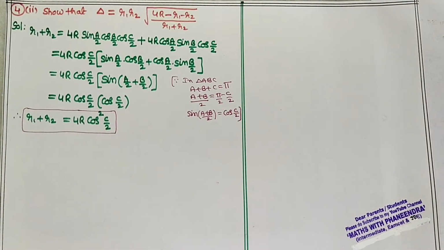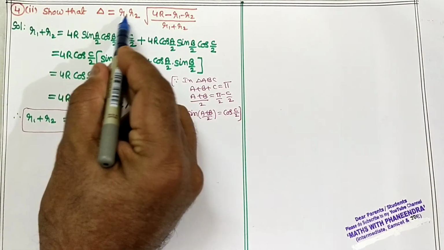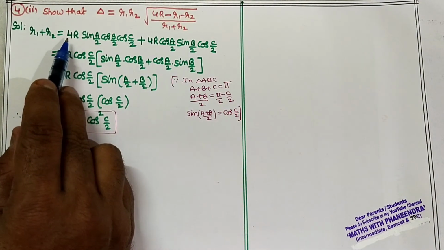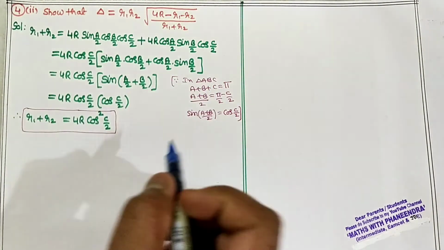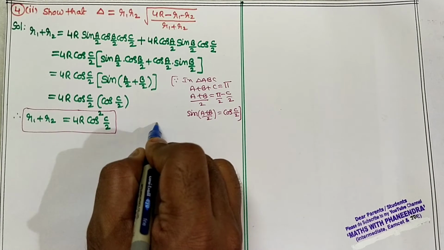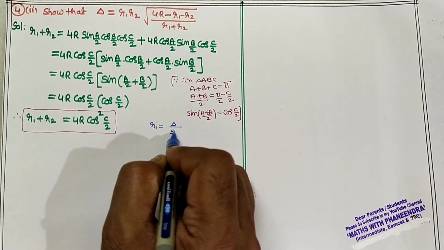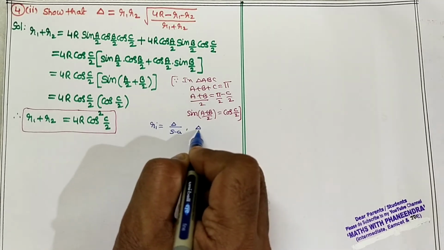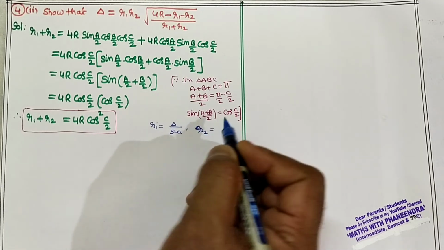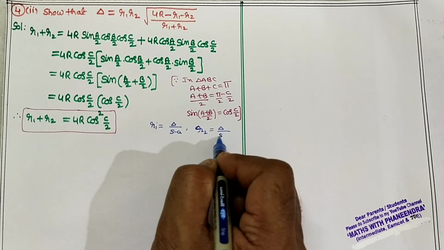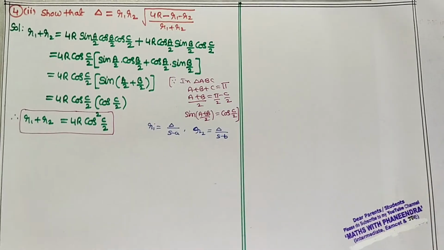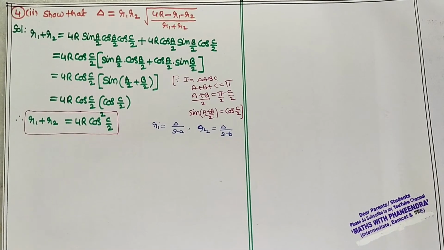And these R1, R2, another set of formulas are there. Here we applied 4R cos A by 2 sin A by 2 like this. Now, another set of values of R1 or R2. We have R1 equal to delta by S minus A and R2 equal to delta by S minus B. Even these formulas in the coming step I am going to use.